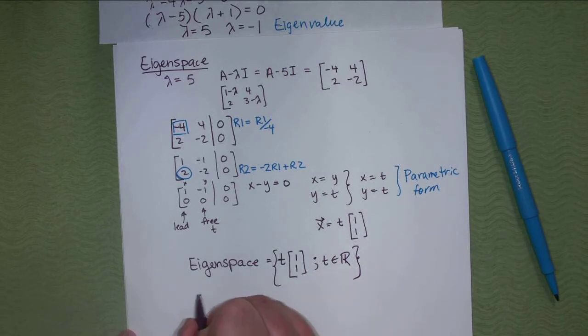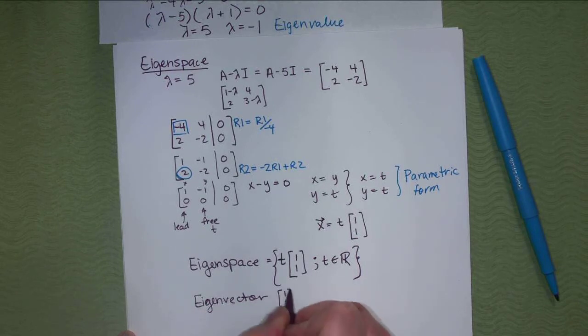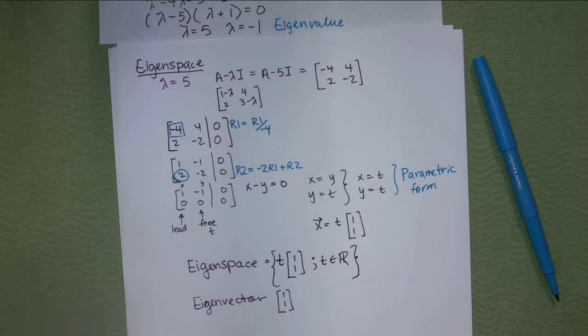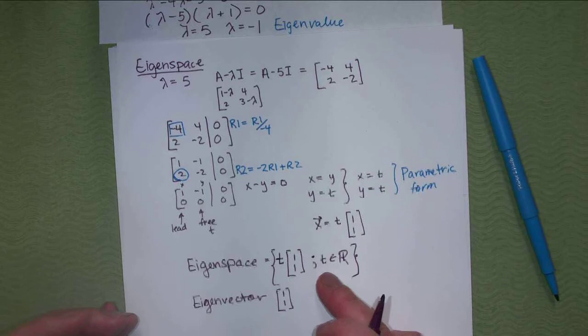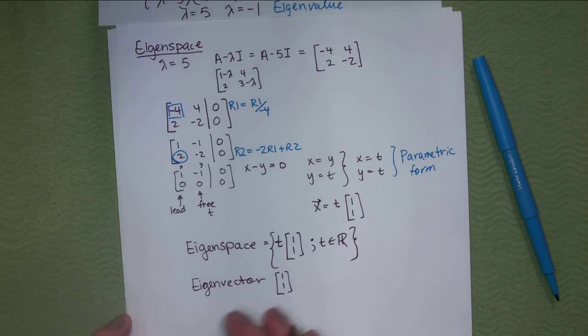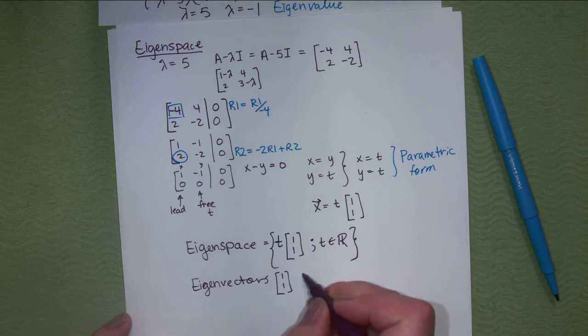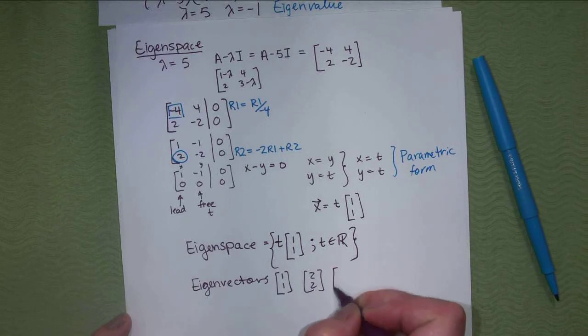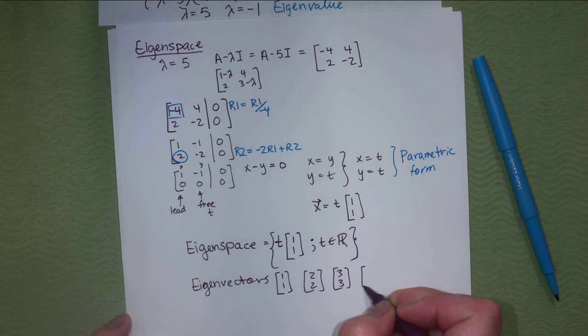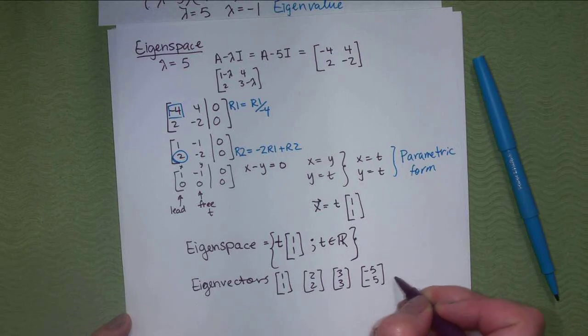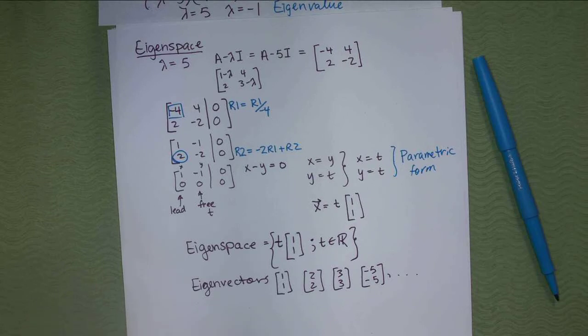The eigenvector would be what? 1, 1, or 2, 2, or 3, 3, or 100, 100. It doesn't matter which one, but usually we just take the one that's there and say that would be an example of the eigenvector. But it could be any multiple of that. They're all eigenvectors, just as long as you don't put 0, 0. Okay, so they're all eigenvectors for that eigenvalue.